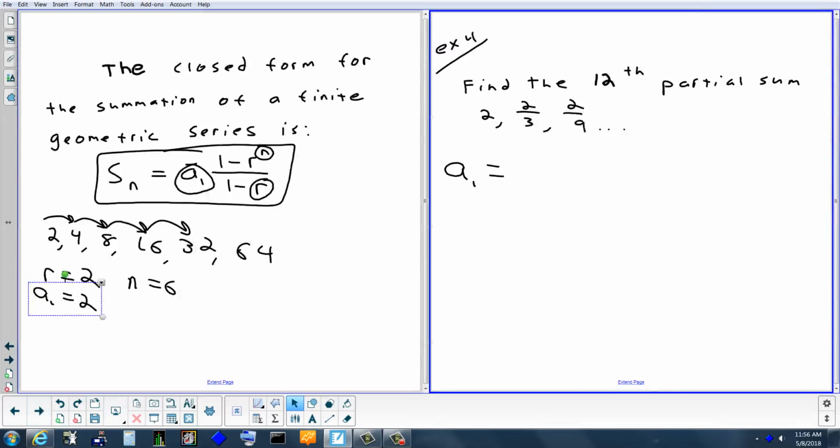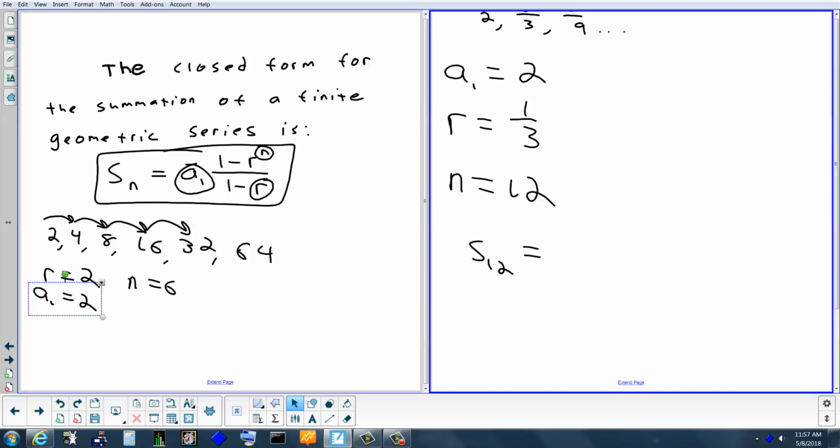What's the first term in that sequence? 2. R, that's what you multiply by each time. What do you multiply by each time there? A third. 2 times a third is 2/3, times a third is 2/9, times another third would be 2/27. Okay. Multiply by a third. And now n is how many terms you want to add up. The directions tell us to add up how many? 12. Okay. So just plug those numbers into those spots and see what you get.